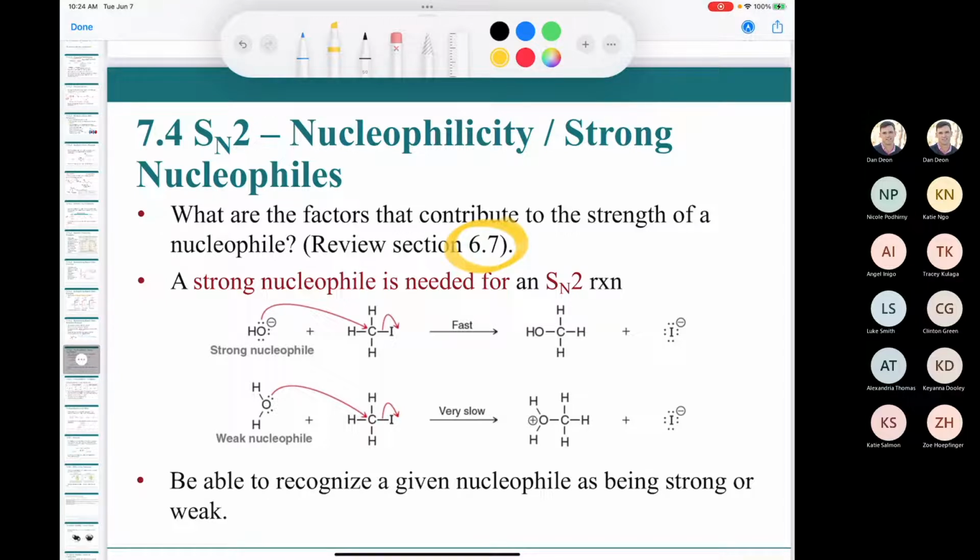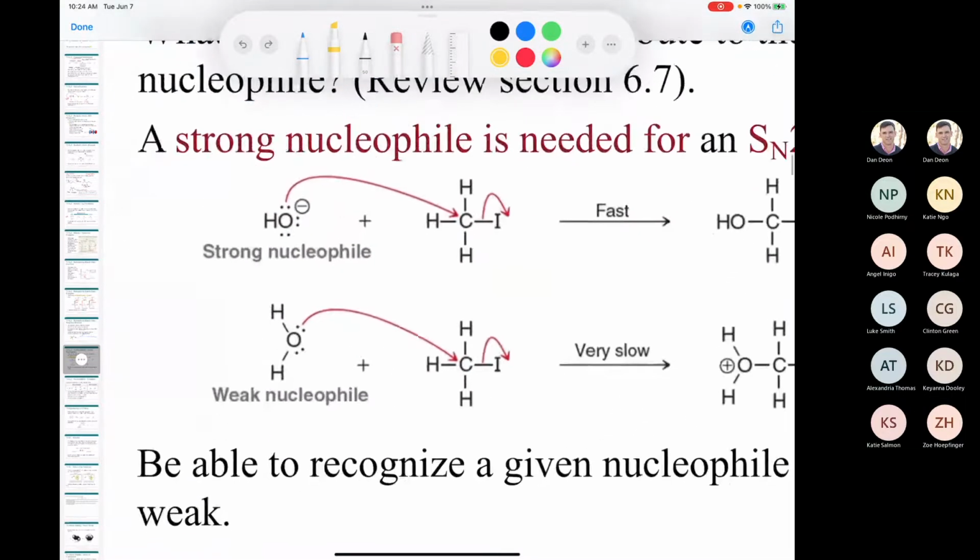However, it says here that a strong nucleophile is what's needed for an SN2. How do we know that we've got a strong nucleophile? Generally speaking, it's going to have a negative charge. If you compare hydroxide versus water, well, they're both nucleophiles, but hydroxide is a strong nucleophile because it's got a negative charge on it. And water is a weak nucleophile. It doesn't have a negative charge on it.